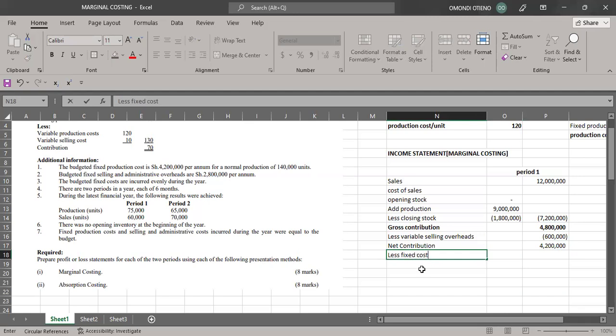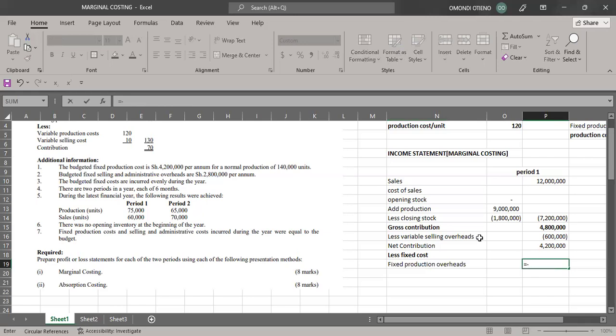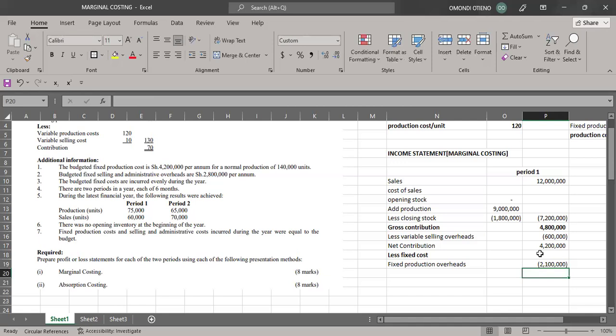cost. So what are some of the fixed costs that we have here? One of the fixed costs is the fixed production overhead. Do we have actual fixed production overhead within our question? The answer is no. So if you don't have that, this budgeted will be used. Our budgeted is 4,200,000 for the entire year. But because production is done twice in a year, we take half of this 4,200,000. We divide by 2 to give us 2,100,000.